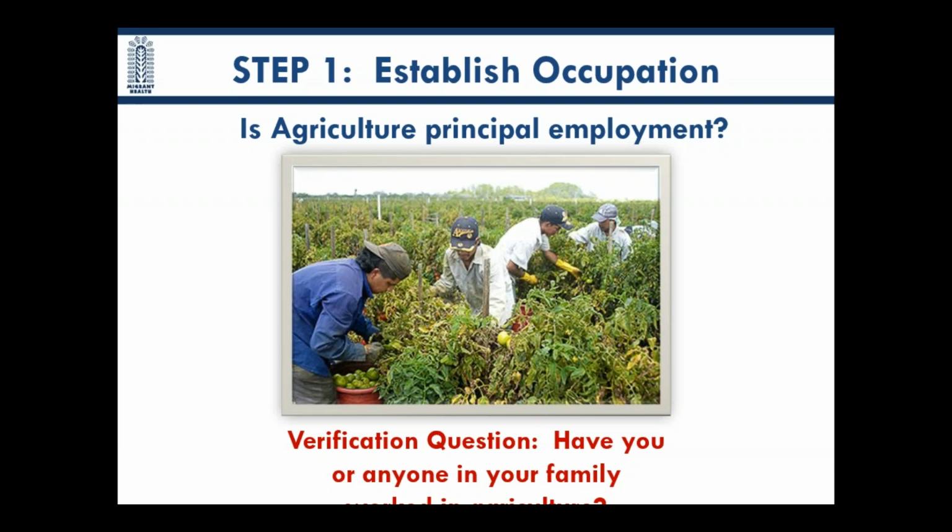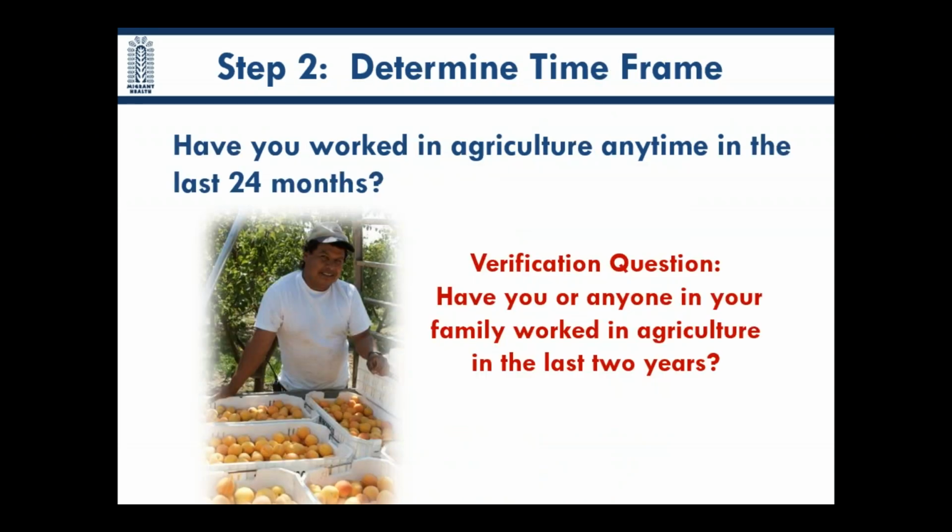So first we want to establish occupation. We want to find out if agriculture is their principal employment. And the verification question is, have you or anyone in your family worked in agriculture? And if they have, then we go on to the next step, which is to determine the time frame. We always want to know if they've worked in agriculture anytime in the last 24 months. So the verifying question is, have you or anyone in your family worked in agriculture in the last 2 years?